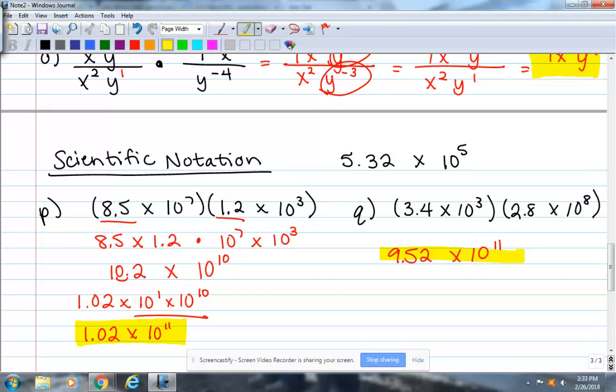So, yeah, I was just doing that one to explain it. But, yeah, decimal times decimal, 10 times 10, and then fix the scientific notation if you need to. Okay?